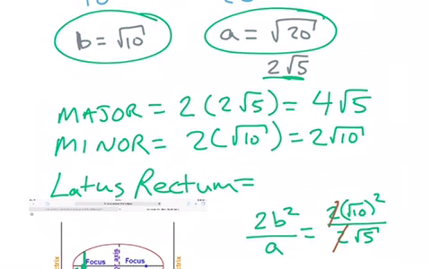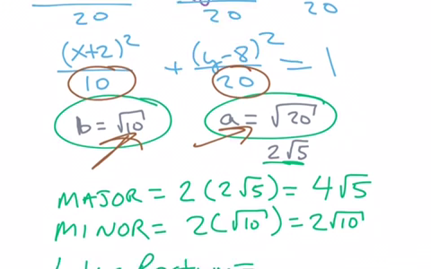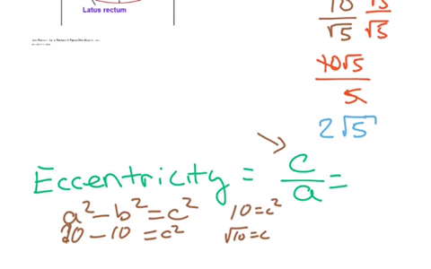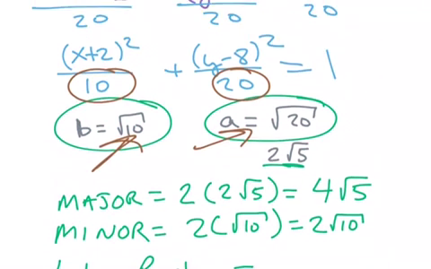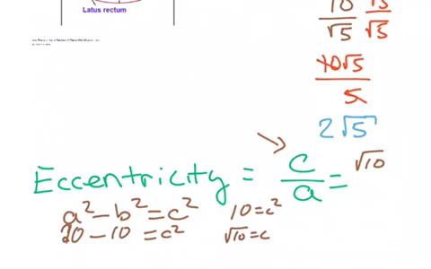And we know that a is square root 20 and b is square root 10. What I usually do is use these values because this is a squared and b squared, and we just subtract them. So 20 minus 10 is equal to c squared. So 10 is equal to c squared, and square root 10 is c. So if I plug in square root 10 here, we're good. And then we look for a. A is 2 square root of 5, which I'm using because it's a little easier to work with.